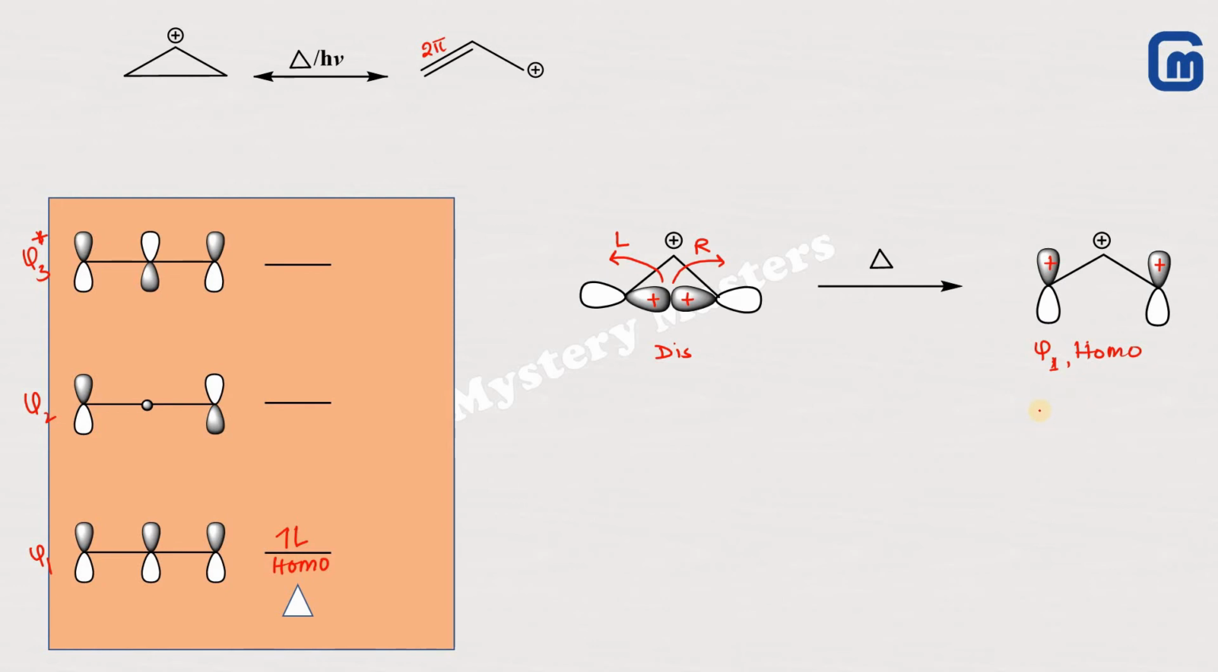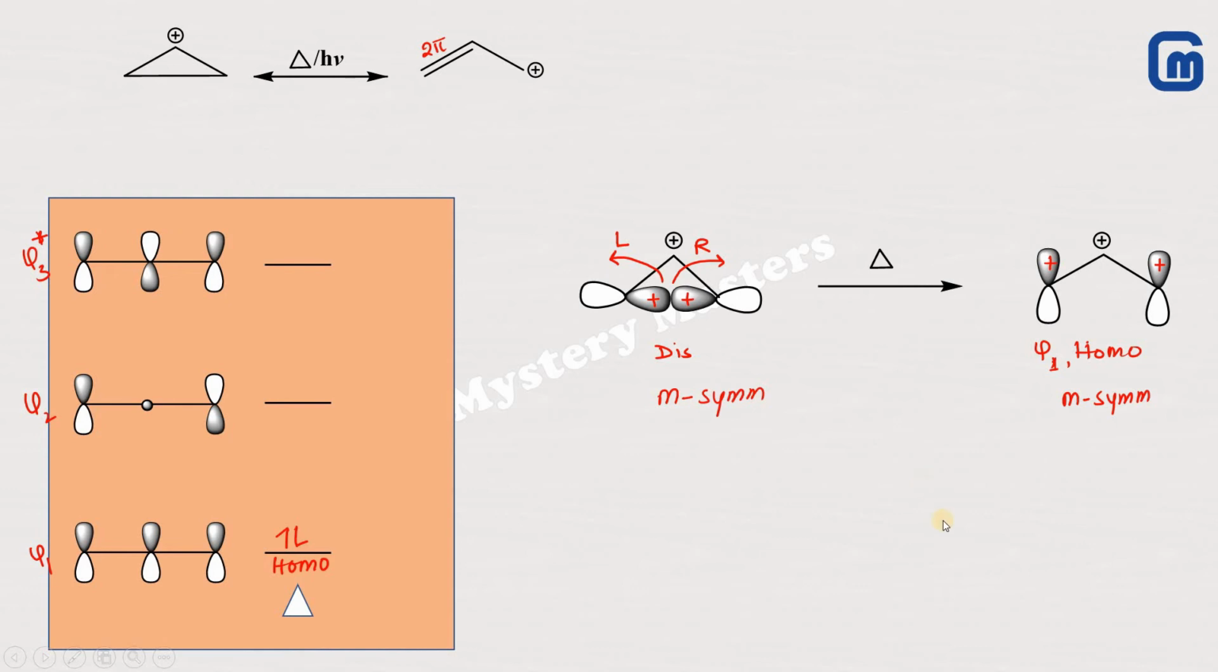Another very important thing which we should remember is that the symmetry of the product and the reactant should be the same. Earlier we said that in a sigma bonding orbital there is always the presence of M symmetry and C2 symmetry. So the product has M symmetry, and as we just said, in the sigma orbital there is M symmetry as well as C2 symmetry. So we can say that the symmetry of the reactant is present in the product also.